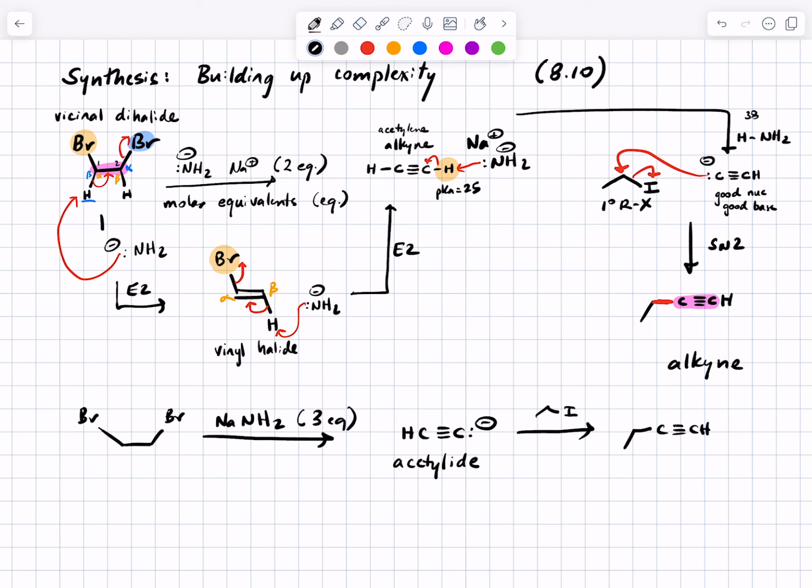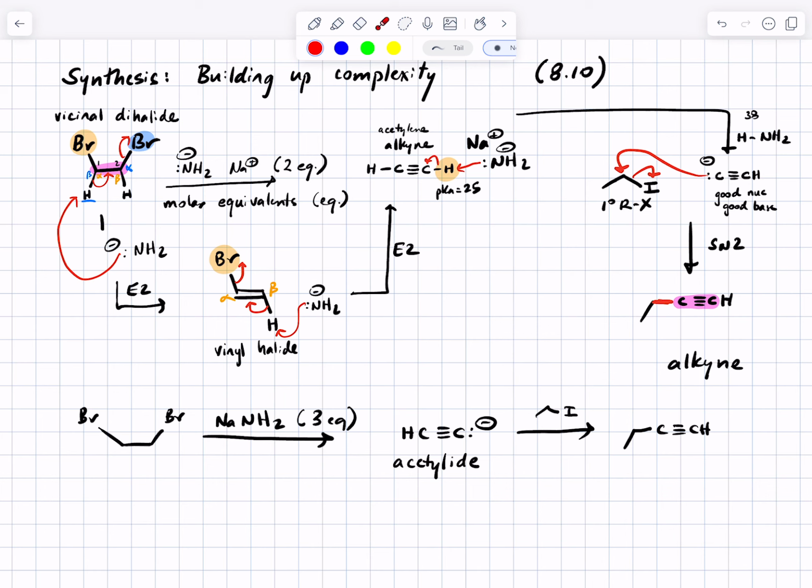So that's often what people do, is they'll just add 3 equivalents of the base to do the 2 eliminations and the deprotonation all at once. Of course, if you didn't want to make the acetylide, if you wanted to just make the alkyne, you'd use 2 equivalents. That sort of makes sense?